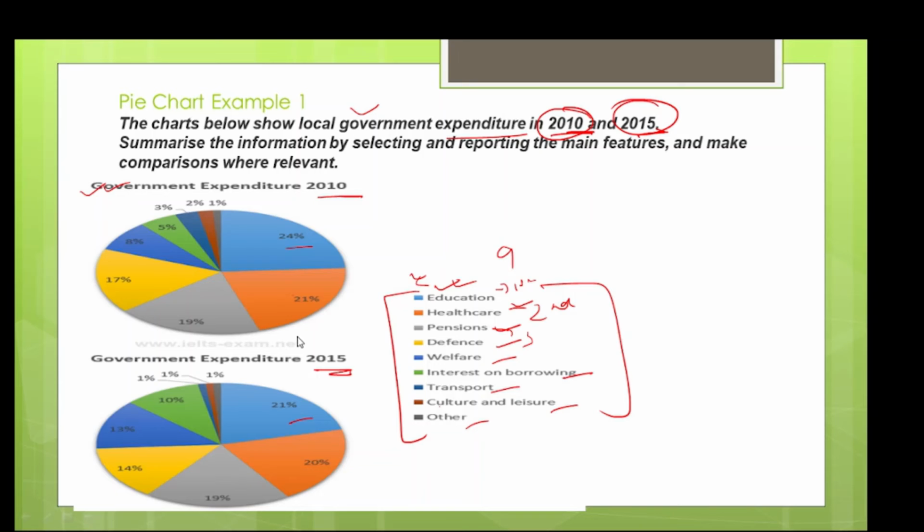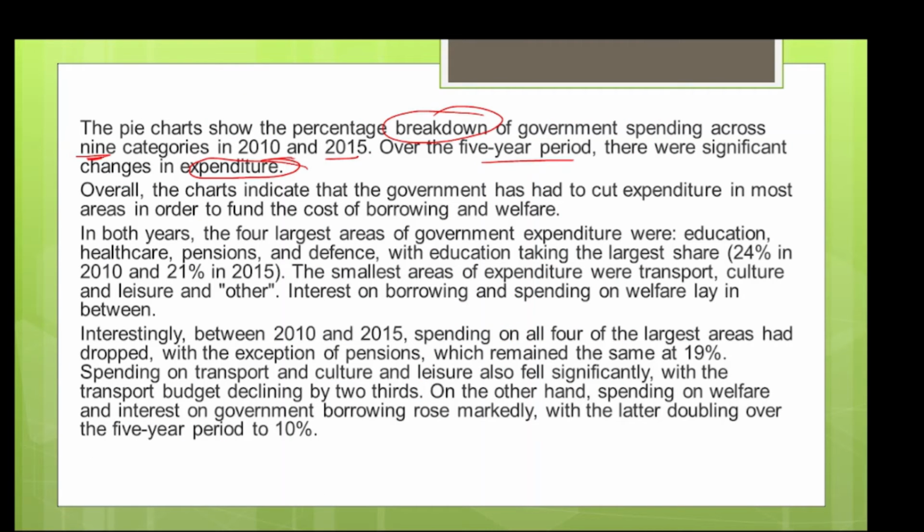The second thing we write is the overview. So overall what we have noticed is that the government had to cut expenditure in most areas in order to fund the cost of borrowing and welfare, right? Now the first thing we are going to do is the comparison. So we will take major sectors in one paragraph and minor in another.